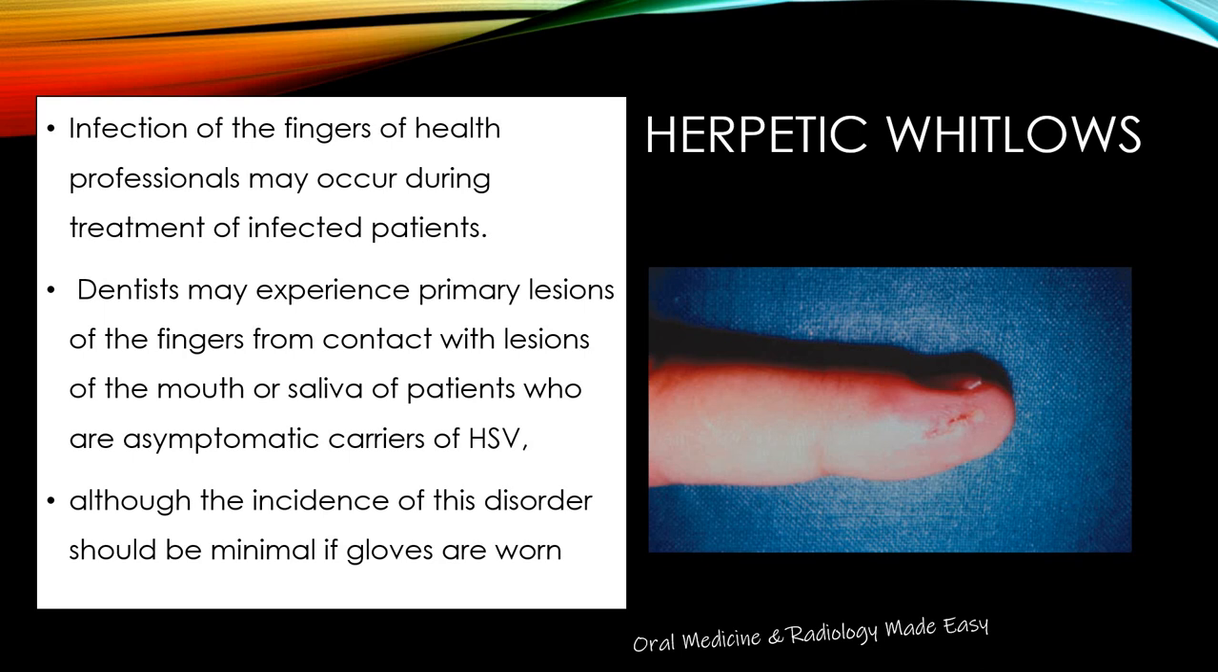Herpetic whitlow. This is an infection of the fingers of health professionals that may occur during the treatment of infected patients. It was mainly seen in the era when gloves were not worn while examining patients. So dentists may experience primary lesions of the finger, maybe in the form of small vesicles or ulcers, mainly from contact with the lesions of the mouth or saliva of patients who are asymptomatic carriers of HSV. The incidence is minimal if gloves are worn.